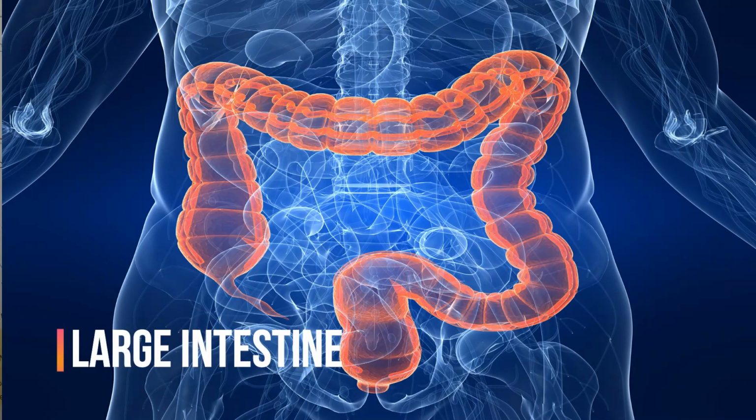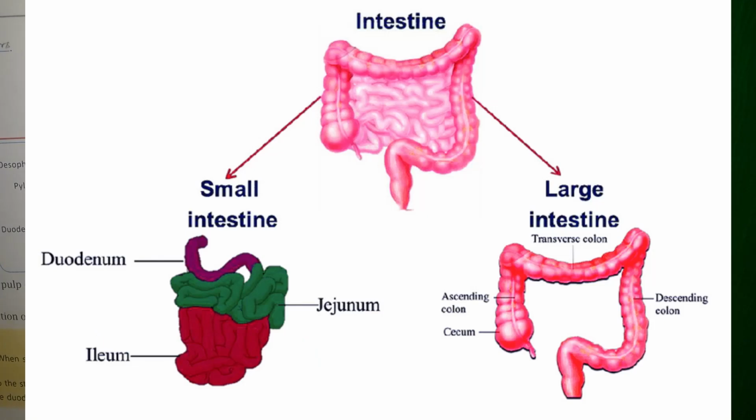Now the next part is the large intestine. The large intestine is also divided into 3 parts. Why? Because every part has a different function. The large intestine is about 1.5 to 1.8 meters or 5 to 6 feet long, and it is wider than the small intestine.